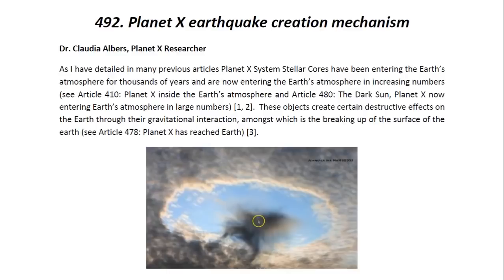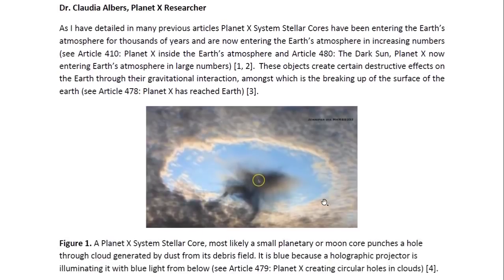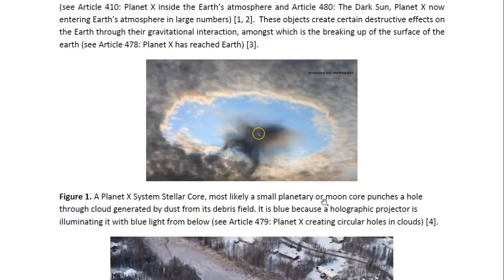Now, as I have detailed in many previous articles, Planet X system stellar cores have been entering the Earth's atmosphere for thousands of years and are now entering the Earth's atmosphere in increasing numbers. And you may look at article 410 entitled Planet X Inside the Earth's Atmosphere and article 480 entitled The Dark Sun, Planet X Now Entering Earth's Atmosphere in Large Numbers. These objects create certain destructive effects on the Earth through their gravitational interaction, amongst which is the breaking up of the surface of the Earth. And you may look at article 478 entitled Planet X Has Reached the Earth.